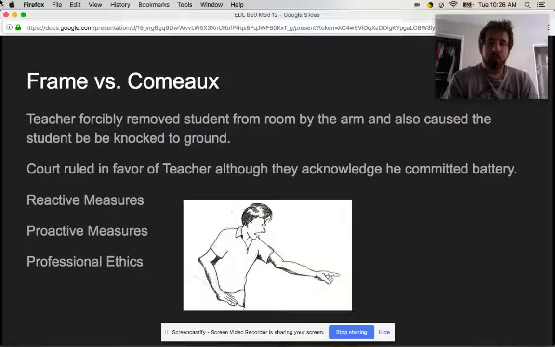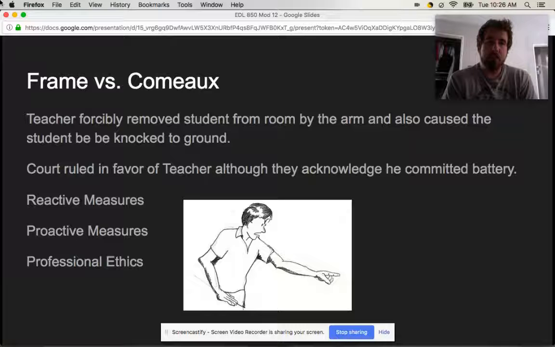So the first case that I have is Frame versus Camo. This was one of the two that I pulled from our own resources that were given to us. The teacher forcibly removed the student from the room by the arm during a spelling test and also caused the student to get knocked over. The parents then sued the teacher, saying it was too abrupt and too violent for the situation the student was in during that spelling test.